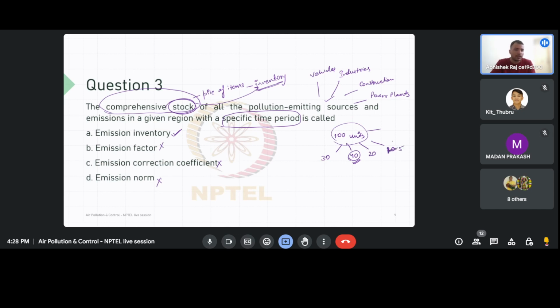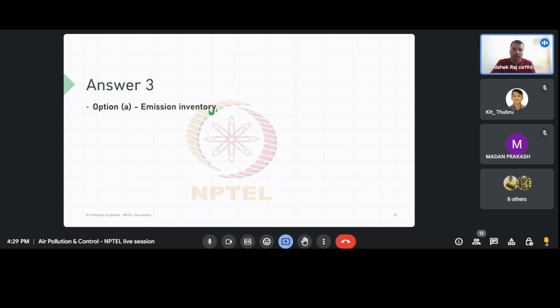Or maybe let's do this 5 and another source 5. So instead of acting on the sources that are causing 5 units of pollution, a higher priority should be to act on the sources which are causing more pollution. That's where emission inventory helps us. We can know what sources are causing more pollution, act upon them, and evaluate our strategy. I think everyone answered it correctly. So the correct answer is emission inventory, the stock of all the pollution emitting sources in a given region in a given time period. So option A, emission inventory, is the correct answer.